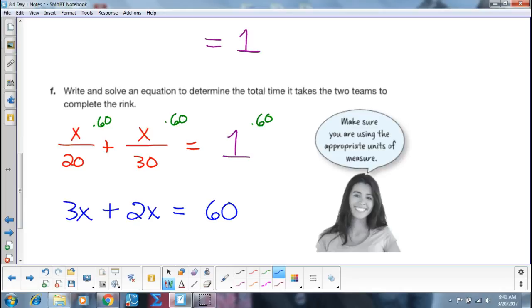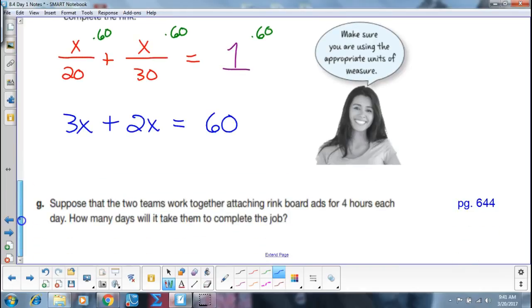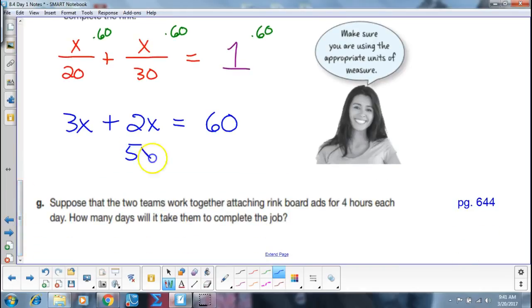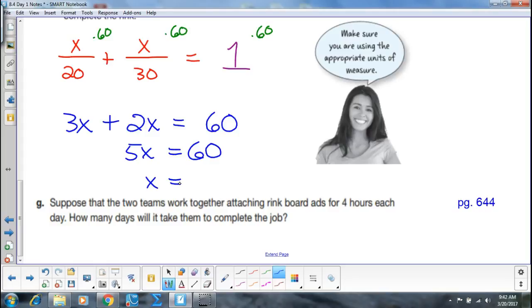3x plus 2x, 5x. Divide both sides by 5, x equals, and what is 12? 12 hours. So it would take both teams 12 hours to complete the task if they are working together.